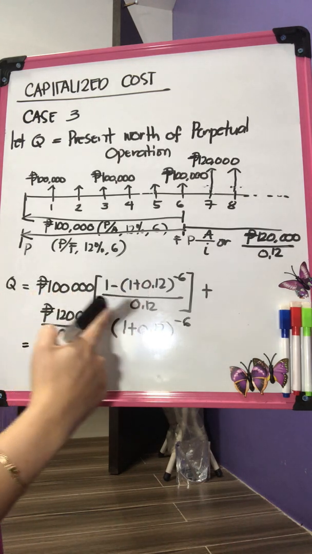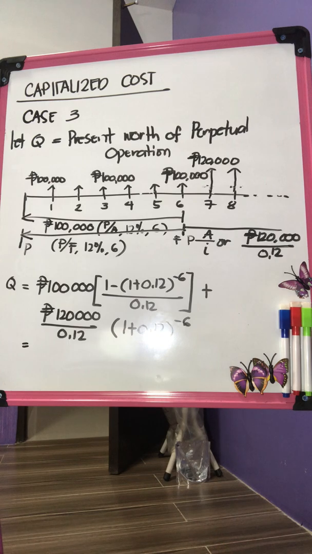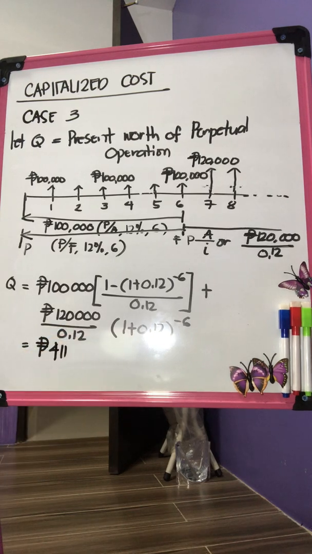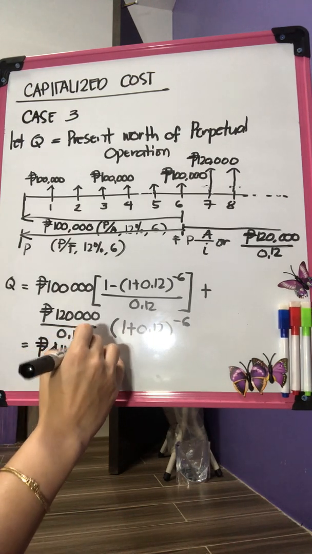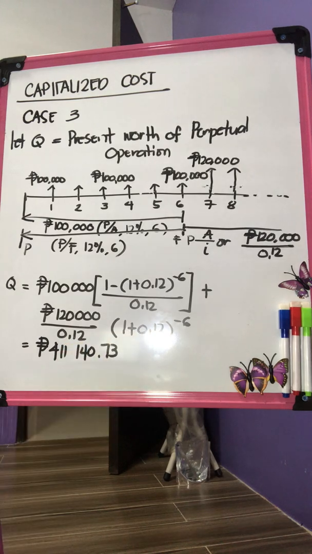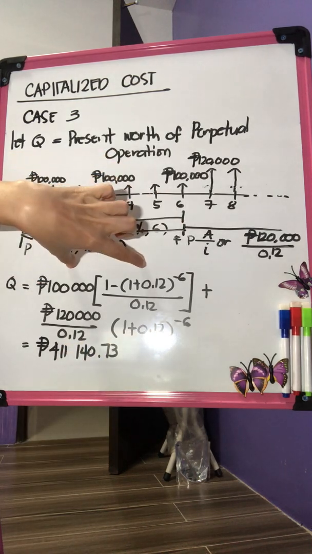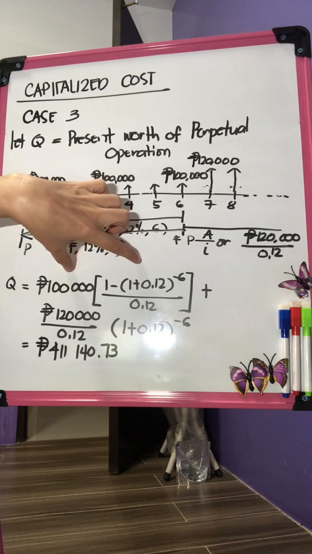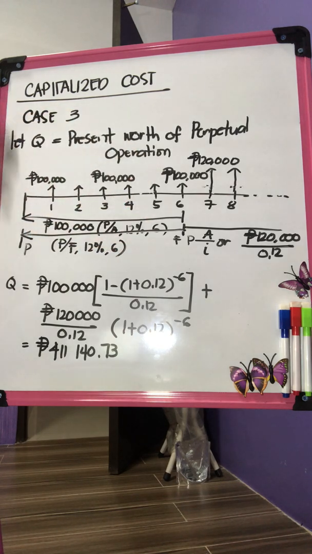So, dito muna tayo. Pag kinuha nyo yan sa calculator nyo, ang makukuha nyo value dyan is 411,140 pesos and 73 centavos. So, dito pa lang yan. So, yung first 6 years natin na operating expenses na 100,000 pesos, ibinalik natin yan dito sa today, no?